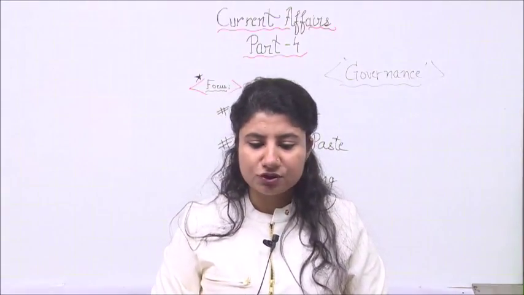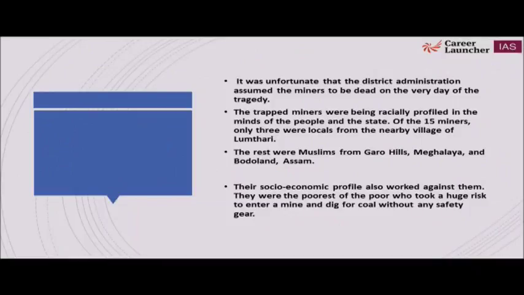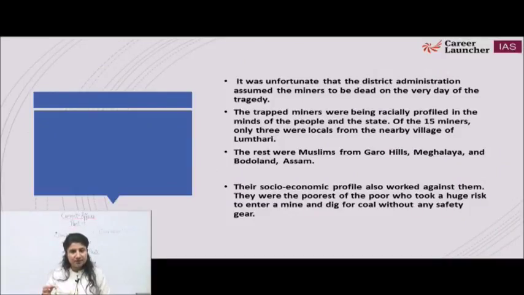It was unfortunate that the district administration assumed the miners to be dead on the very day of the tragedy. When this tragedy happened, the district administration on its own assumed that all the miners stuck in that rat-hole mine would be dead. So the rescue came very late. The complete rescue was delayed. That means response was there, but responsiveness was missing.